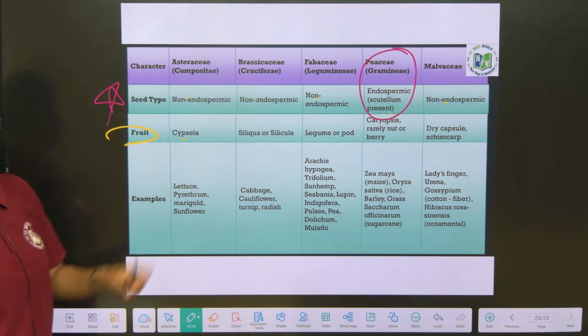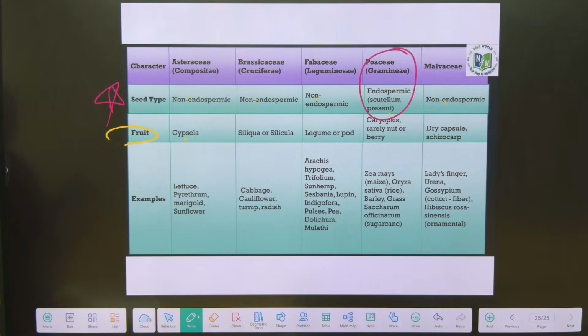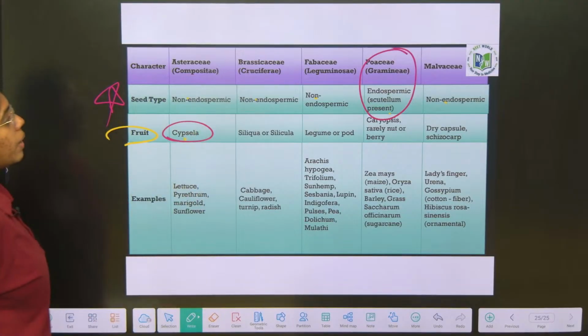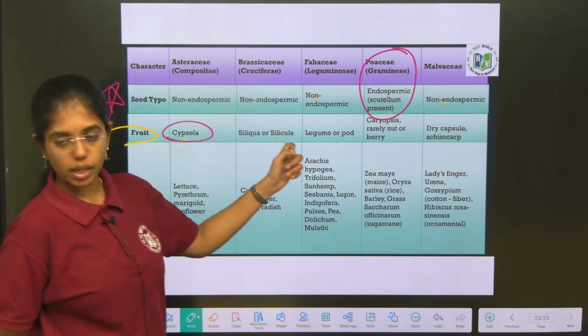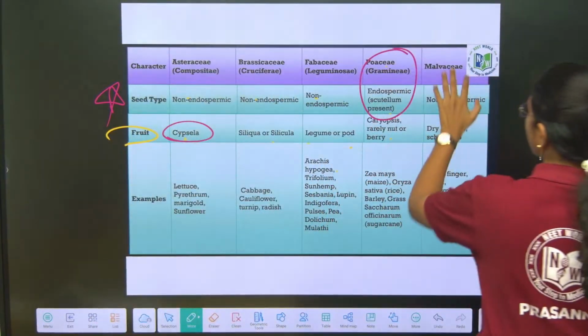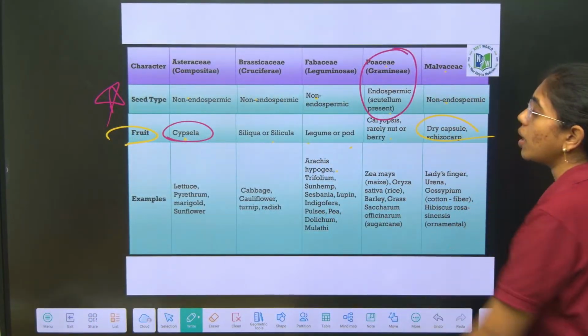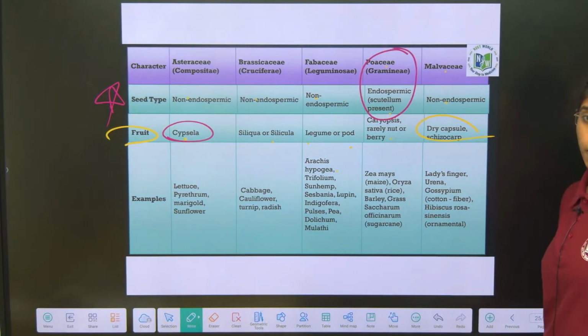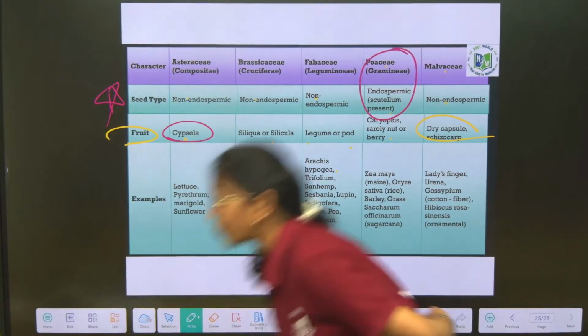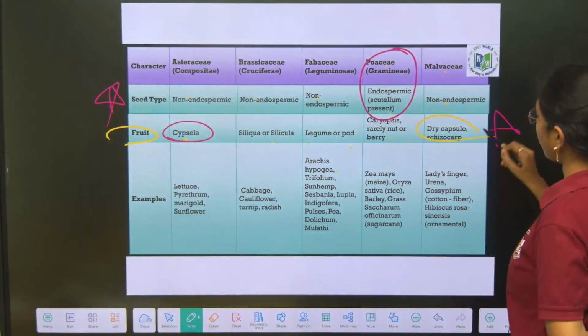Next, fruit. Cypsela, dry dehiscent or dry indehiscent? You have to answer. Dry indehiscent. Caryopsis, nut and Cypsela come under what? Dry indehiscent fruit. Brassicaceae siliqua, dry dehiscent. Legume or pod, and then in Poaceae caryopsis. Malvaceae, dry capsule, and it is a schizocarp fruit. This is the reason you have to know types of the fruits. Types of the fruits are important.